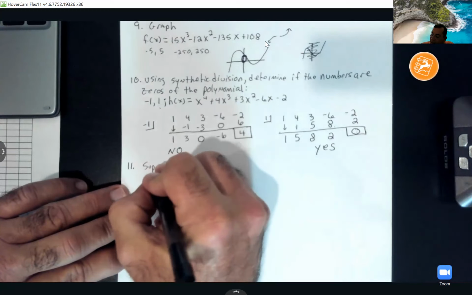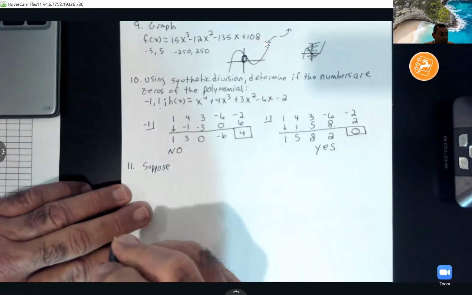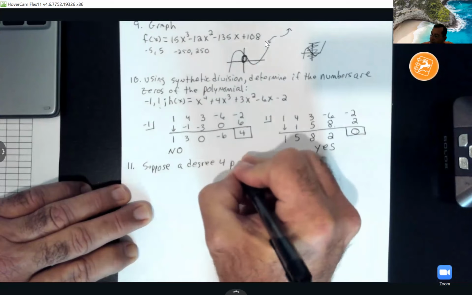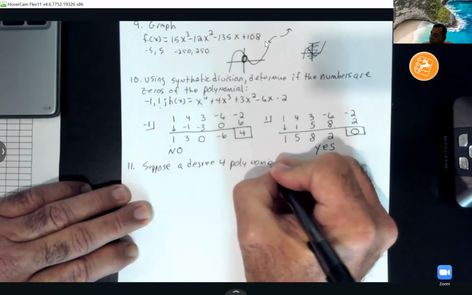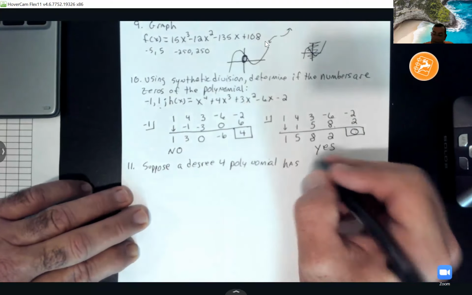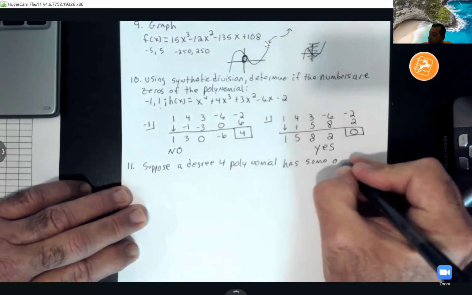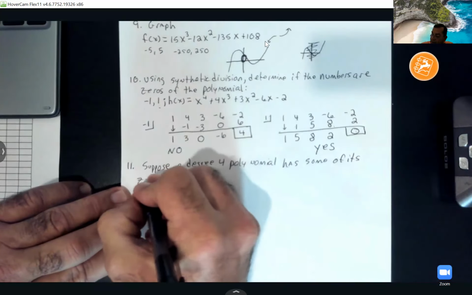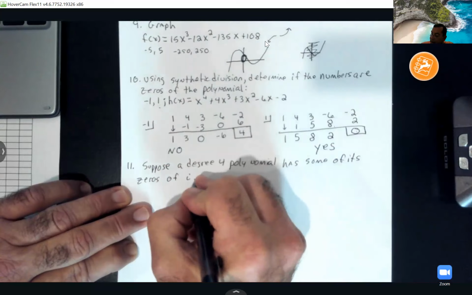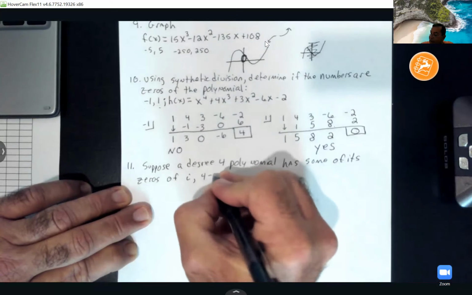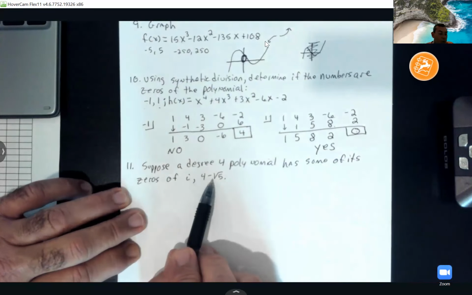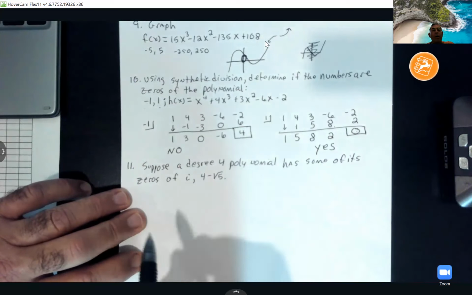All right, y'all, suppose a degree 4 polynomial has some of the zeros of a I and a 4 minus square root of 5. So some of the zeros are I and 4 minus square root of 5. They want to know, what are the other zeros?